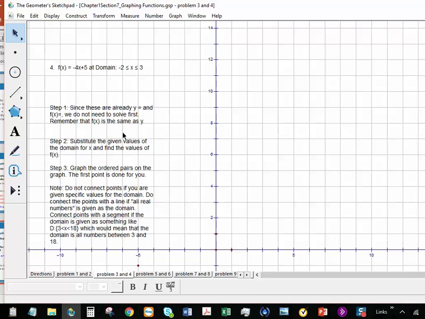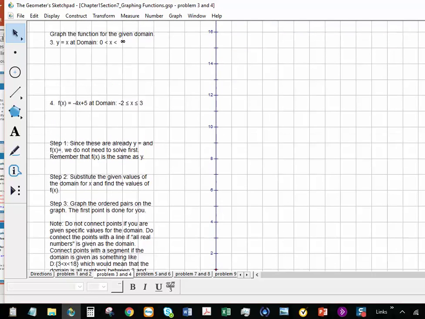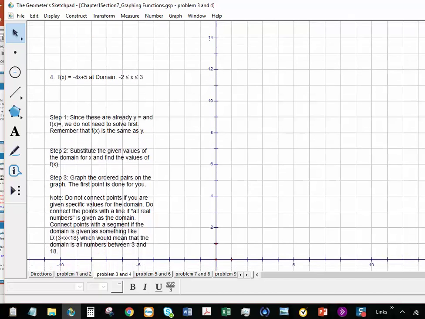Let's look at 3 and 4. I have to go up to find 3. It says graph the function for the given domain. y equals x, and the domain of x is between 0 and infinity. Well, that's another way of saying that x has to be greater than 0. So I don't want any negative x values.